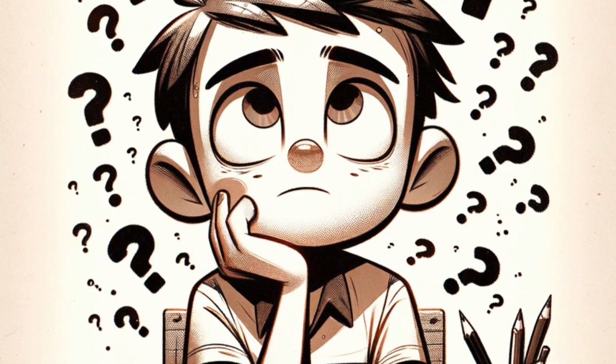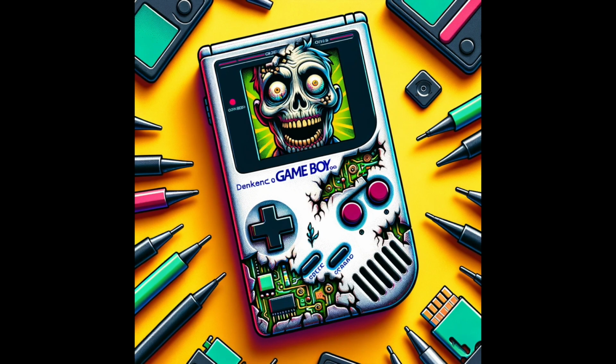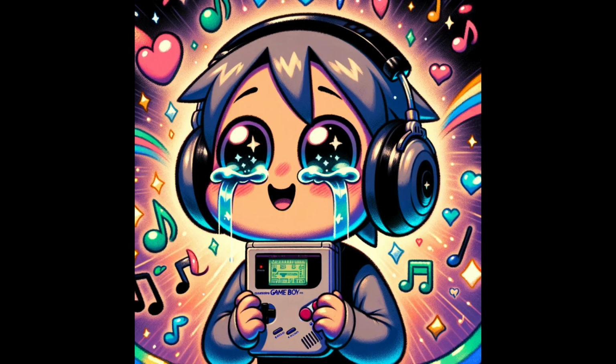Just when I thought all hope was lost, an article from gbdev.gg8.se came to the rescue. Zombie mode. The volume can be manually altered while a channel is playing by writing to NRX2. The only useful consistent behavior is using add mode with a period of 0 in order to increment the volume by 1. That is, write V8 hex to NRX2 to set the initial volume to V before triggering the channel, then write 8 to NRX2 to increment the volume as the sound plays. Repeat 15 times to decrement the volume by 1. This allows manual volume control on all units tested. Sure enough, it works beautifully.